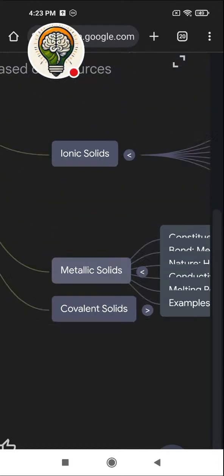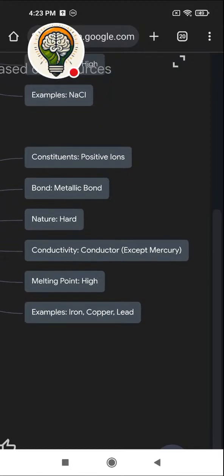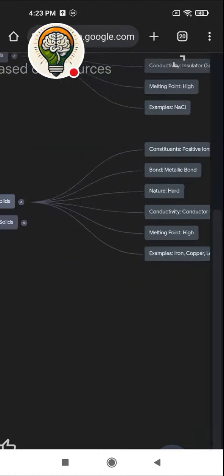Then the metallic solid: constituents are positive ions, bond is metallic bond, and nature is hard. Conductivity is conductor except mercury. Then melting point is high. Examples are iron, copper, and lead.